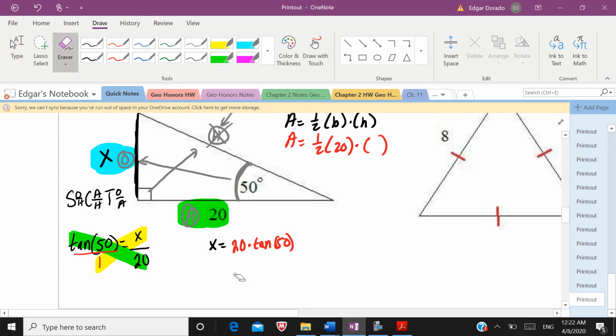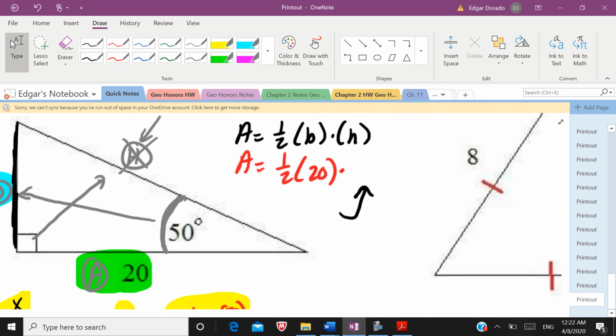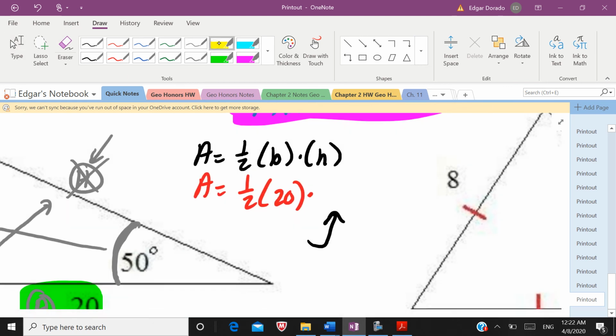Let me actually show you guys how to do it. Let's agree on one thing. X is equal to 20 times the tangent of 50. That's exactly what I want you guys to write right here. Okay? So let's go ahead and do that. So the formula for the area of a triangle is 1/2 the base, and now my height, I just figured out what it is. My height is 20 times the tangent of 50 degrees.